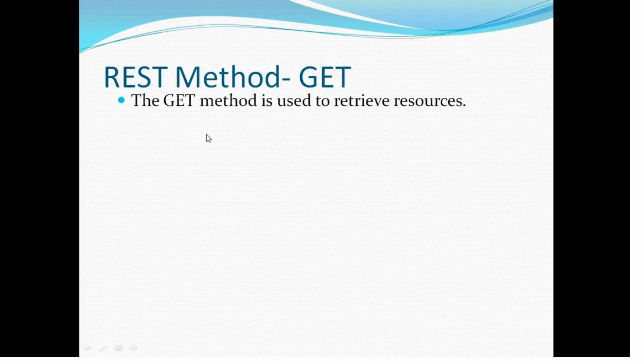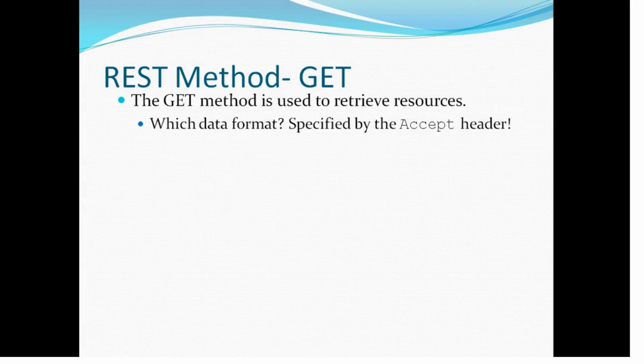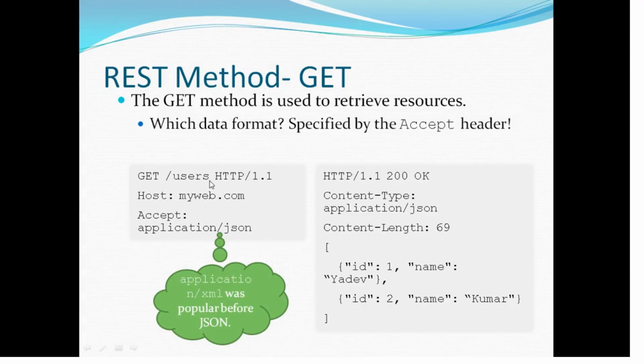Before that, we will go through these methods. Get method, as I mentioned, is used to retrieve the resource. Users is the resource path, which accepts application/JSON. We are giving the content type as application/JSON. Then we will get the user details from the system in JSON format.